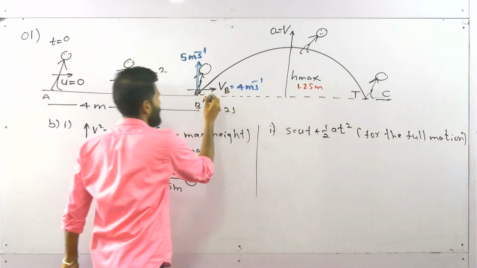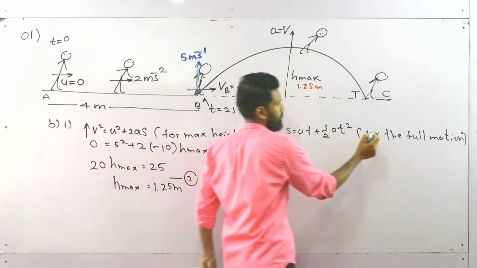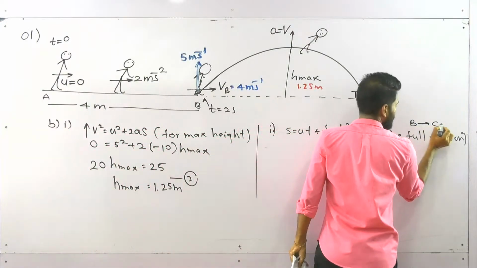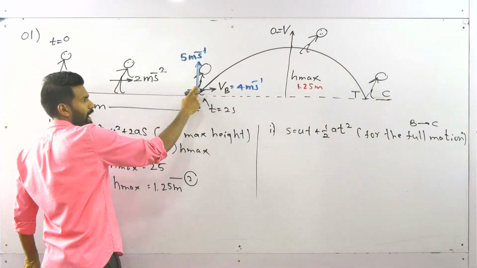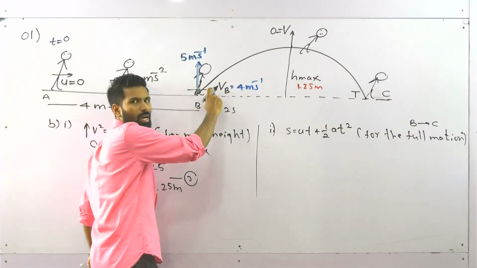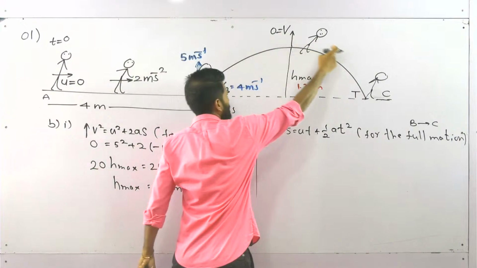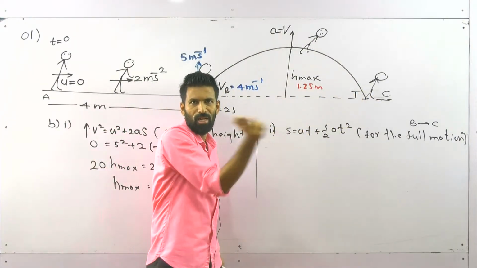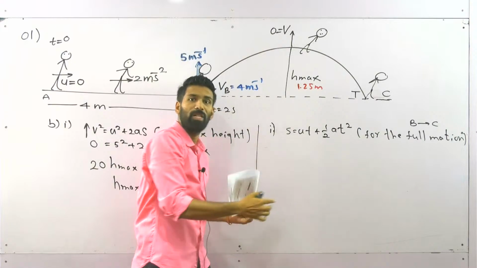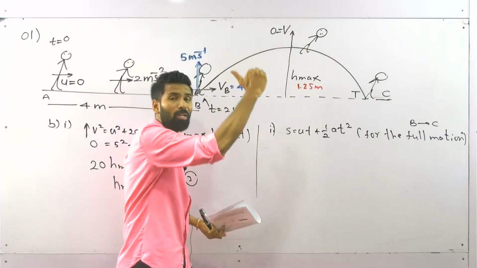Okay, from here, from point B, I can say from B to C. That's nice. At point B, she's on the ground. She will move like this and come to the ground again. Yes, she has a horizontal velocity after her flying time. But vertically, what has happened? She has come to the ground again.